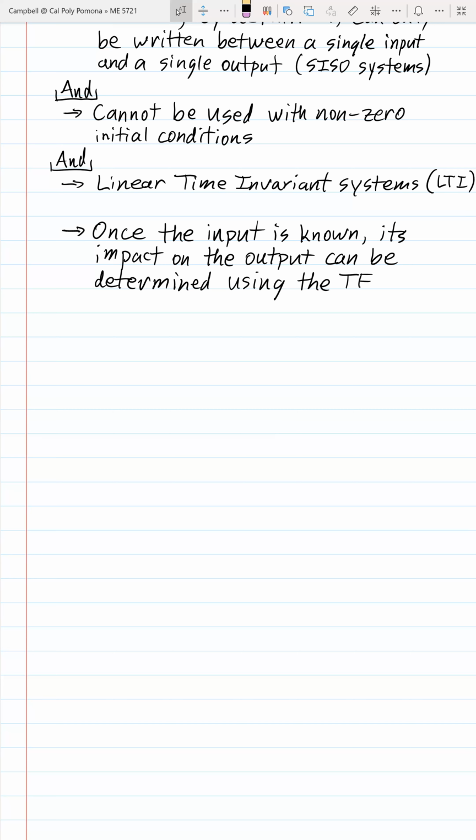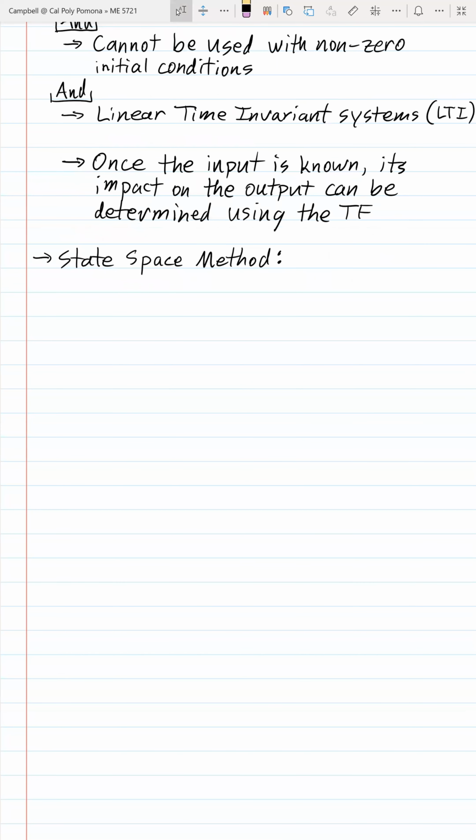Now, fortunately for us, when we start talking about state space methods, we don't have some of those same awkward limitations. Because as you can see, there are some pretty serious limitations associated with the transfer function that is central to what's going on with classical controls.